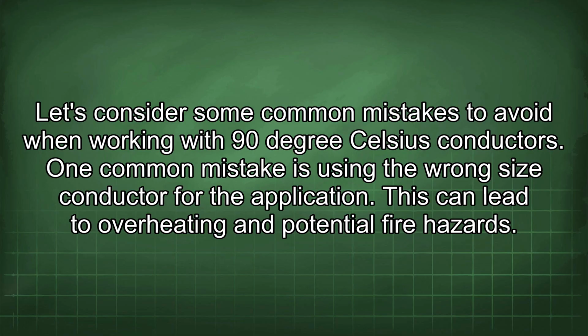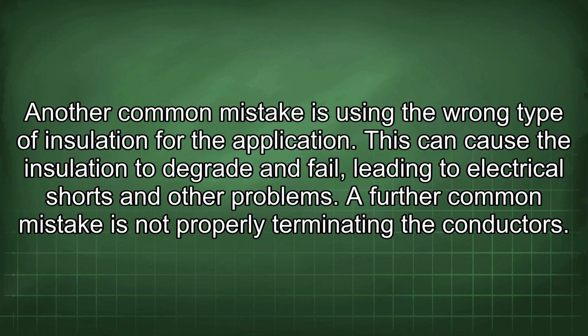Let's consider some common mistakes to avoid when working with 90°C conductors. One common mistake is using the wrong size conductor for the application. This can lead to overheating and potential fire hazards. Another common mistake is using the wrong type of insulation for the application. This can cause the insulation to degrade and fail, leading to electrical shorts and other problems.